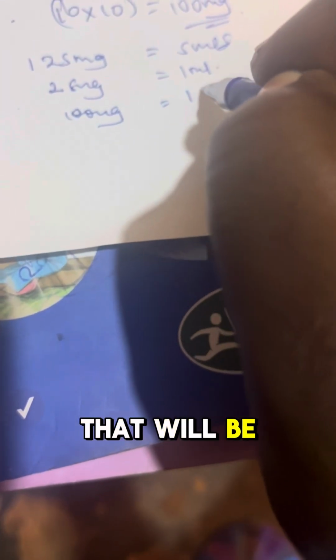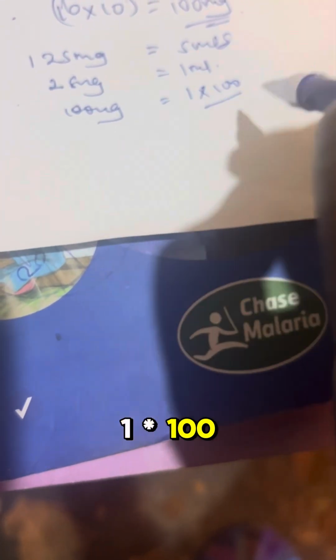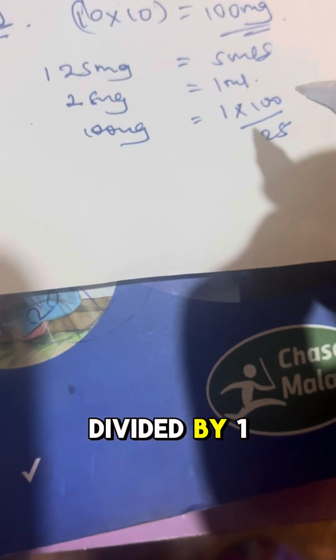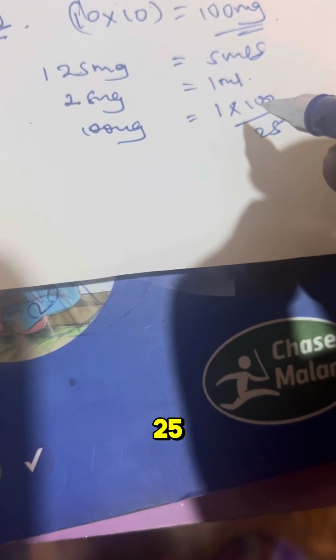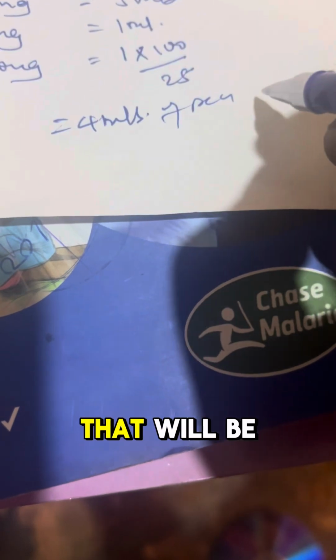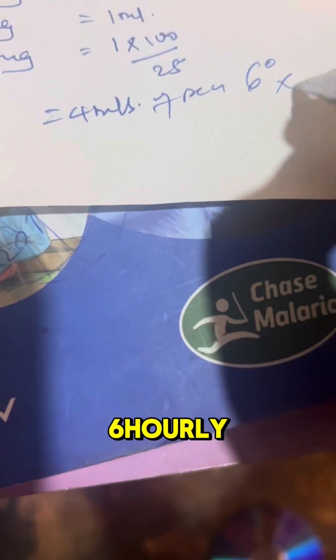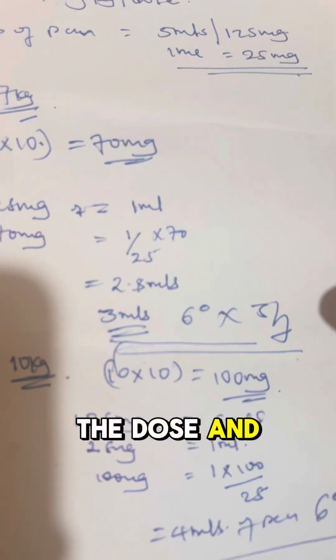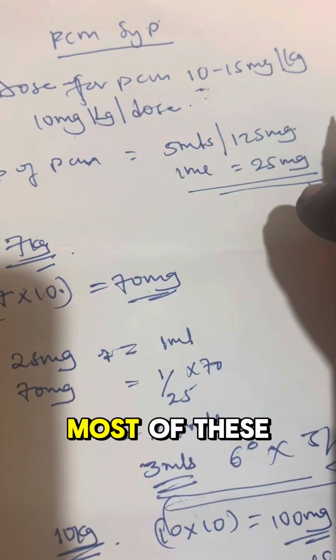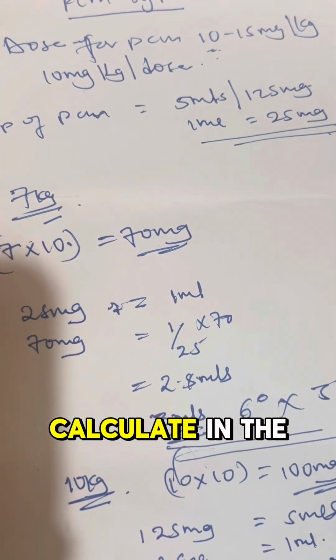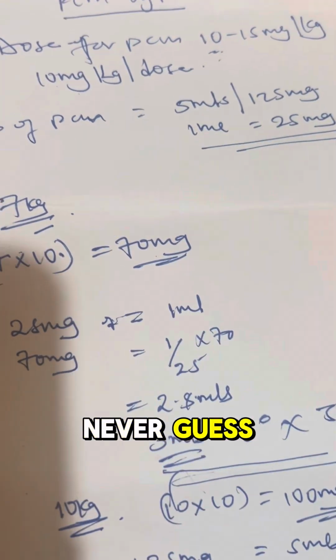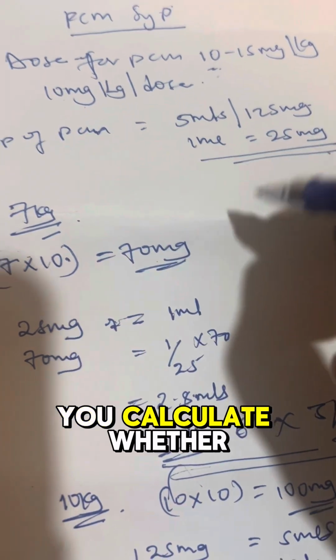Now what about the dose I've gotten? That will be 1 times 100 divided by 25, and the answer we shall get here is 4 mils of PCM, and that will be 6 hourly, maybe for 3 days. So that is how we calculate the dose and the mils for paracetamol. Most of these drugs we need to calculate in pediatrics. Never guess. Always make sure you calculate.